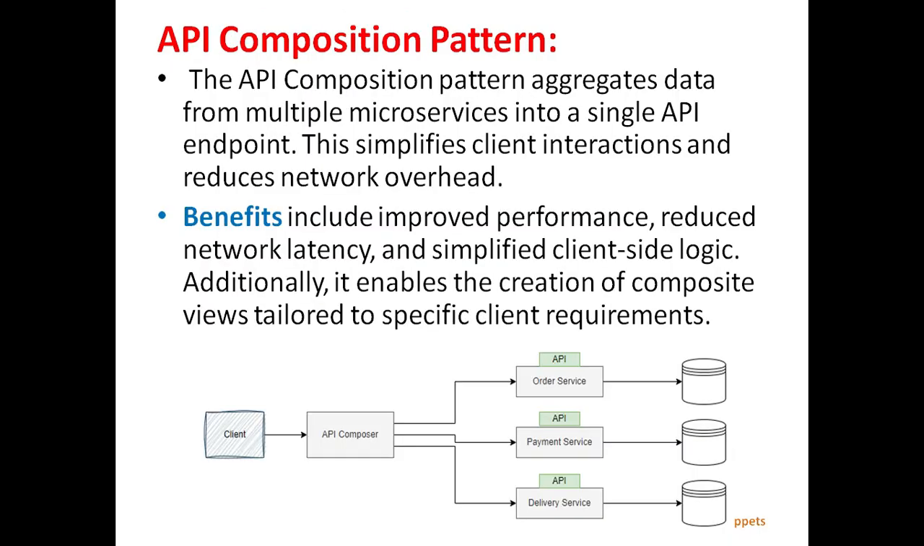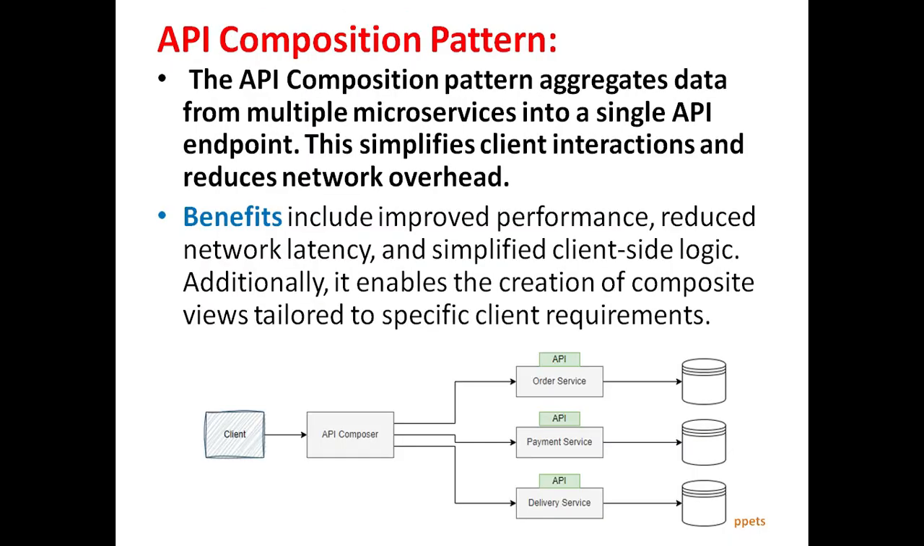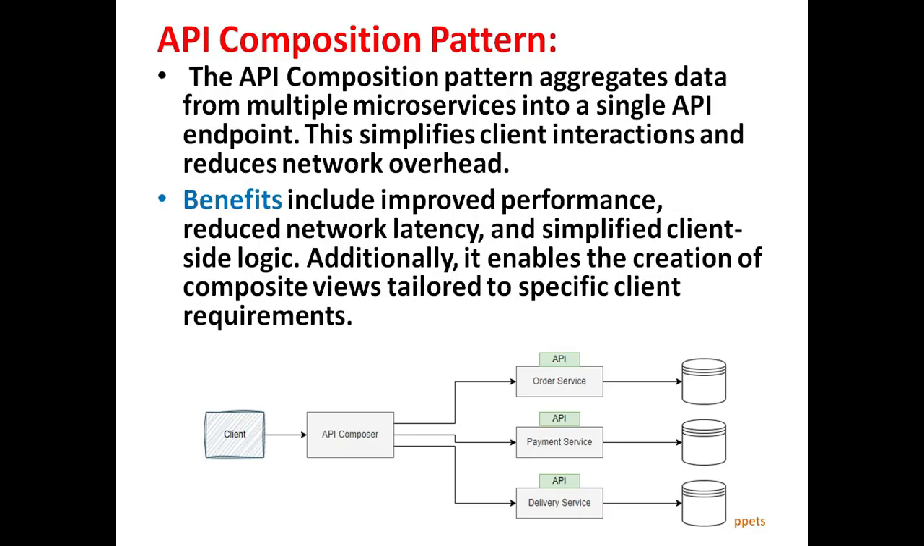Then API composition pattern. The API composition pattern aggregates data from multiple microservices into a single API endpoint, which simplifies client interactions and reduces network overhead. Benefits of this pattern include improved performance, reduced network latency, and simplified client-side logic. Additionally, it enables the creation of composite views which are tailored to specific client requirements.